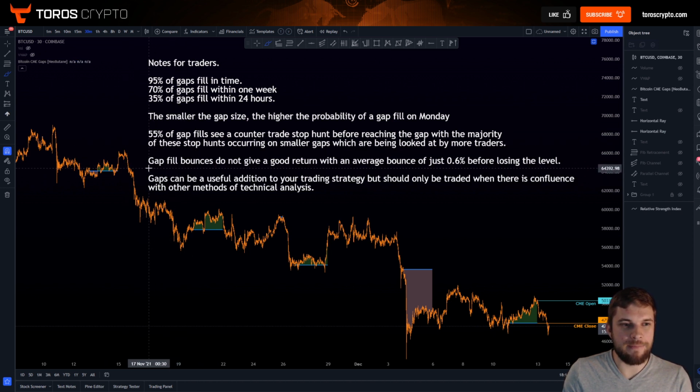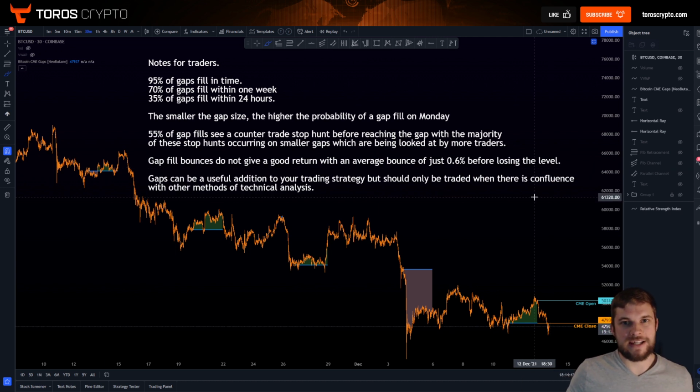Something else here, gap fill bounces do not give a good return, with an average bounce of just 0.6% before losing a level. So this is going on to our point 2 here. You can look to scalp those reactions, but be aware that if you are going to scalp them, you've got to get in and out really quickly.